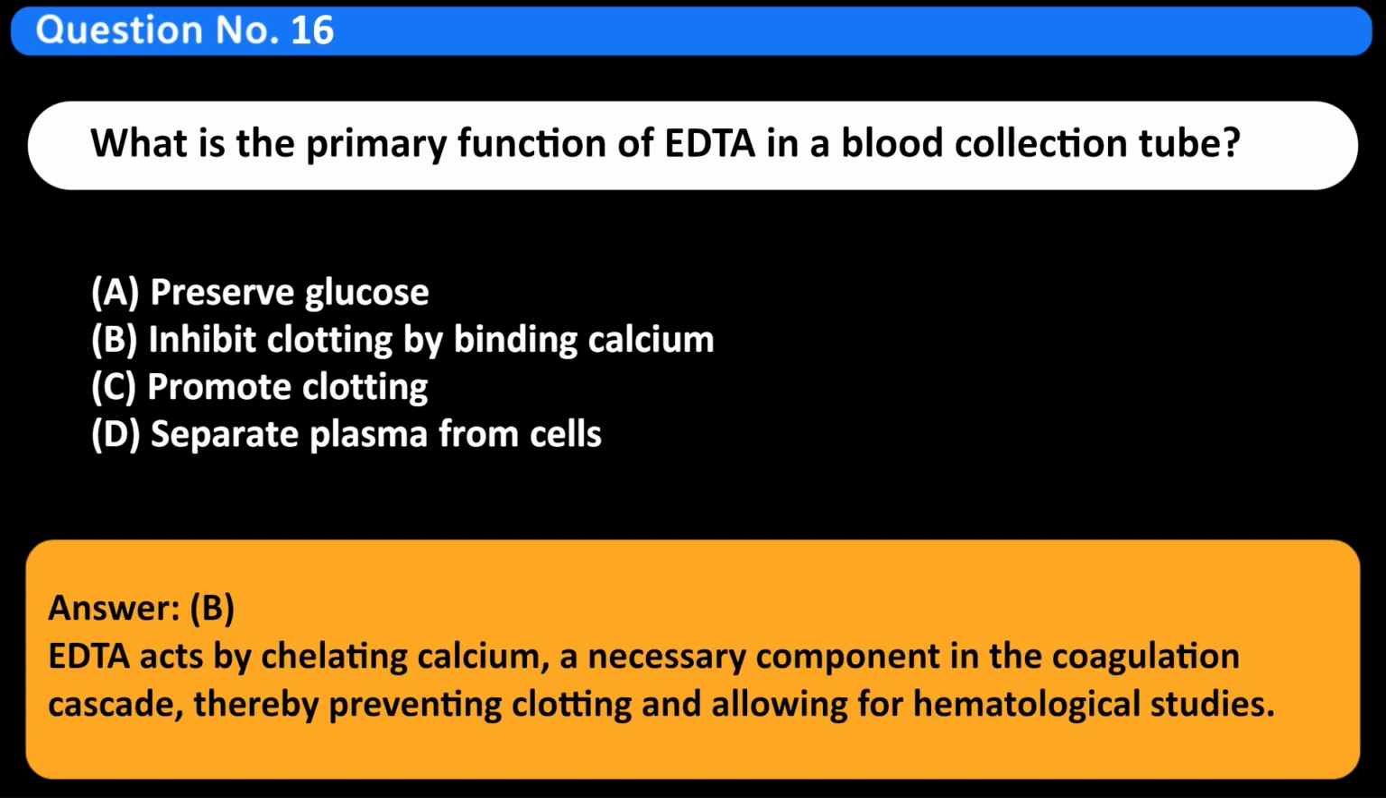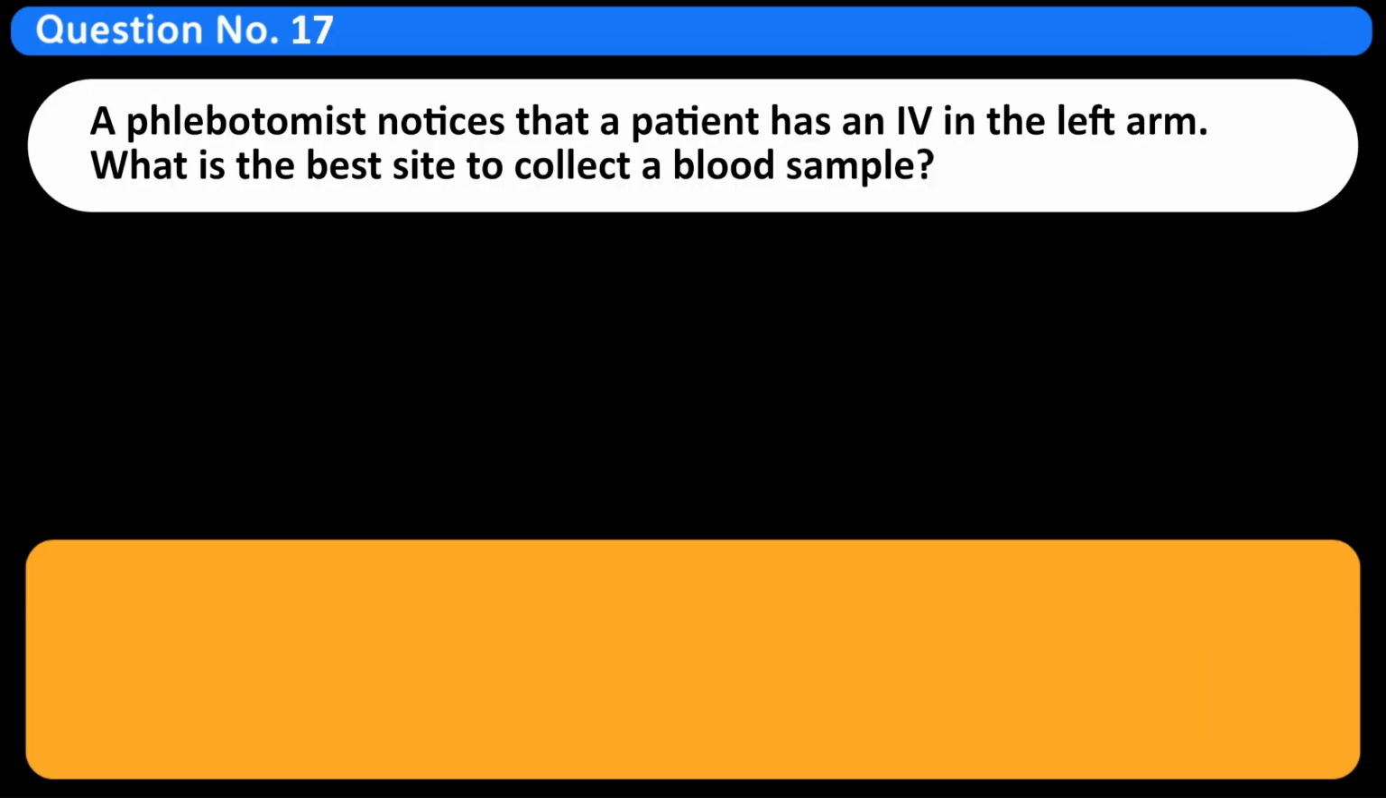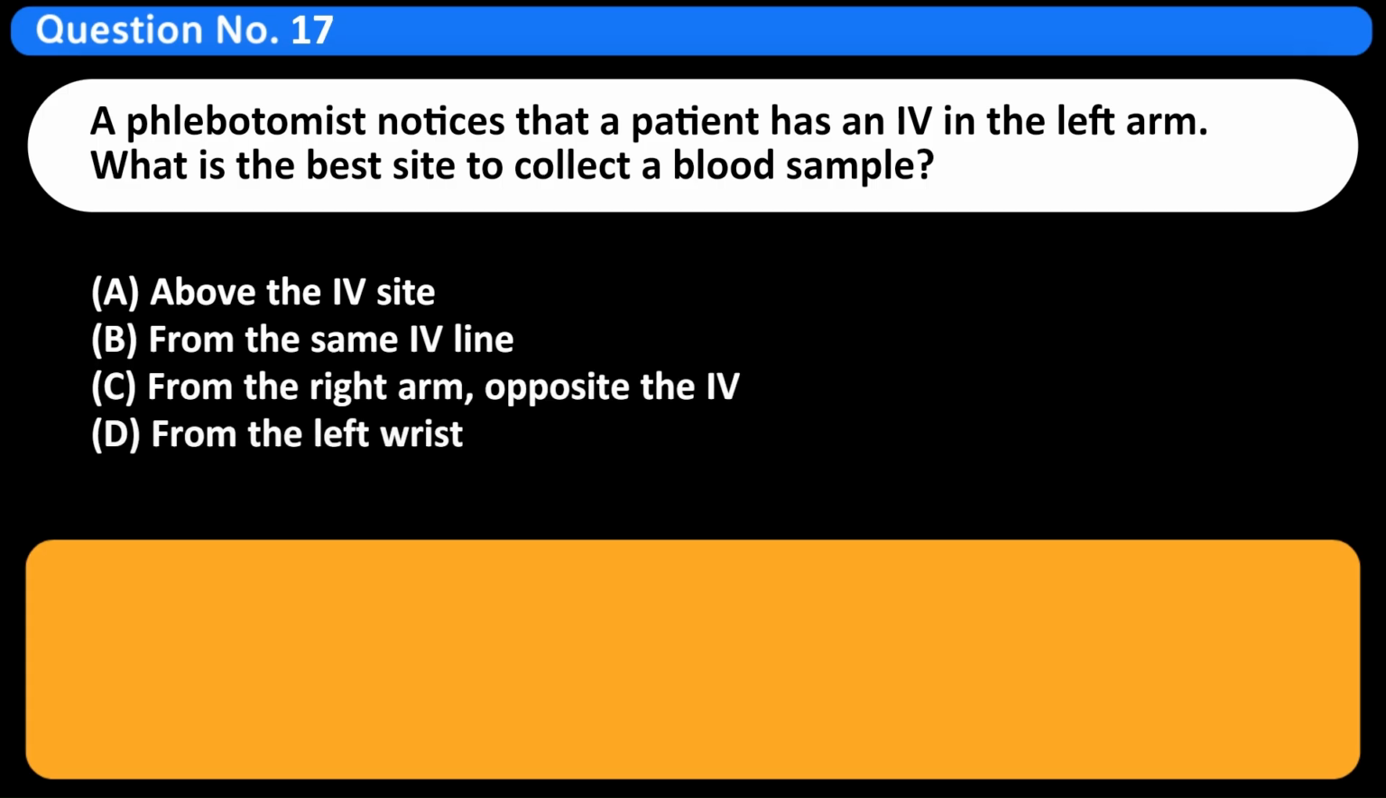Answer: B. EDTA acts by chelating calcium, a necessary component in the coagulation cascade, thereby preventing clotting and allowing for hematological studies. A phlebotomist notices that a patient has an IV in the left arm. What is the best site to collect a blood sample?